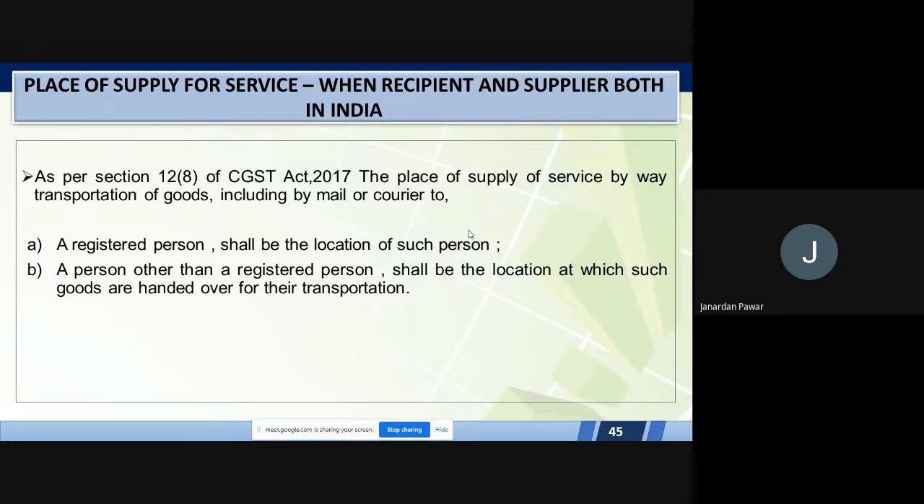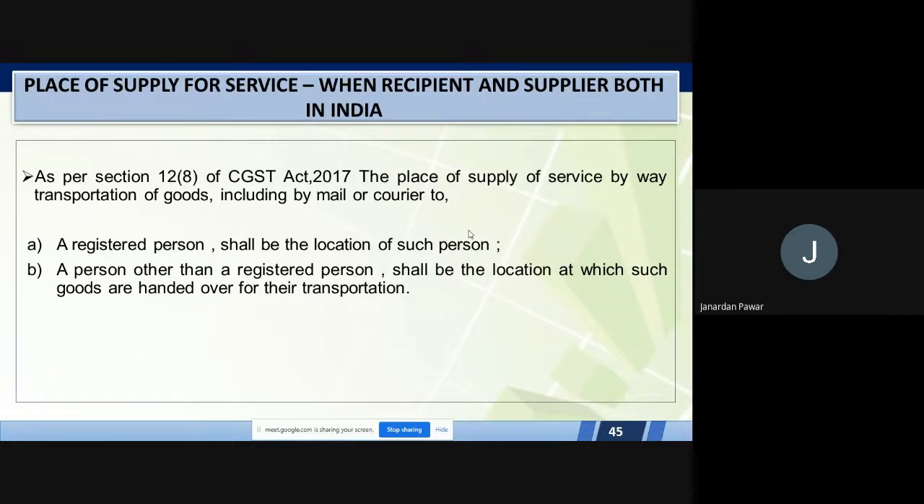So see, as per section 12, subsection 8 of IGST Act or CGST Act 2017, the place of supply of service by way of transportation of goods, including by mail or courier to, in this case, what we are going to decide? We are going to decide the place of supply. Targeting, our target is what? Place of supply. We are going to see different provisions to understand the concept of place of supply. We are going to see different situations, and under that, the place of supply, how it is decided, that is the point of discussion. So according to this section 12, subsection 8 of CGST Act 2017, there are two clauses for deciding the place of supply.